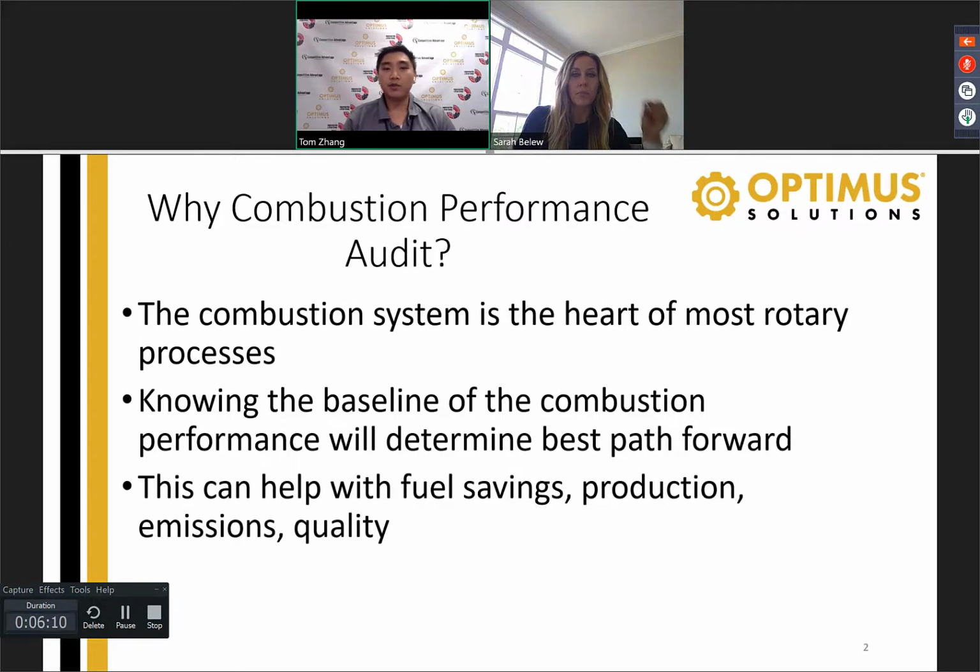In terms of moving into that step, one of the things is to know the baseline. If you know the combustion performance of that particular piece of equipment, you typically will know details on what to do next. And one of the things we will do at the combustion performance audit is go beyond basic tune-ups. A lot of what we could help with are things like fuel savings, production, emissions, and quality. These are all specific metrics for you and your particular processes.